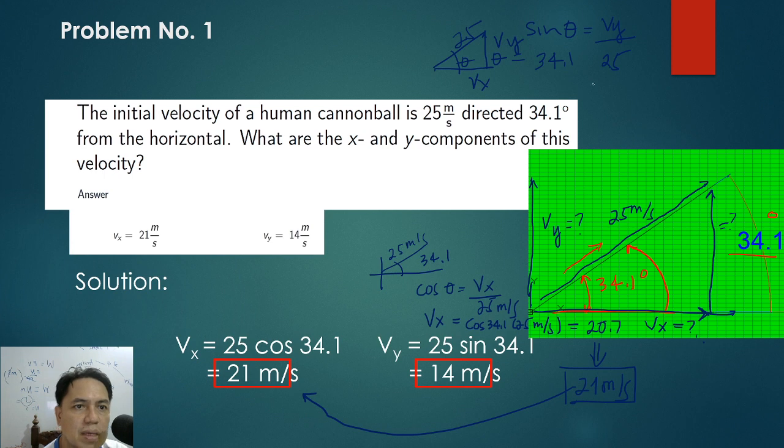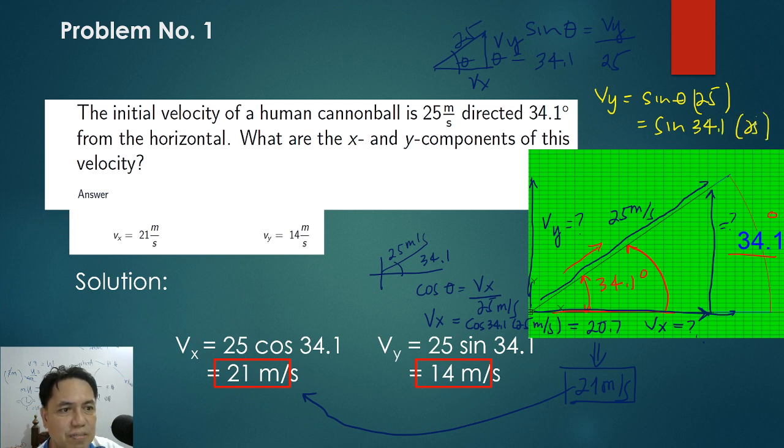So if we want to get the v sub y, let me use another color because it's a bit dark there, and we need a contrasting color. From that equation, we could formulate what is Vy. Vy now is sine theta times 25, right? So what is our theta? Theta is 34.1, right? Times 25.